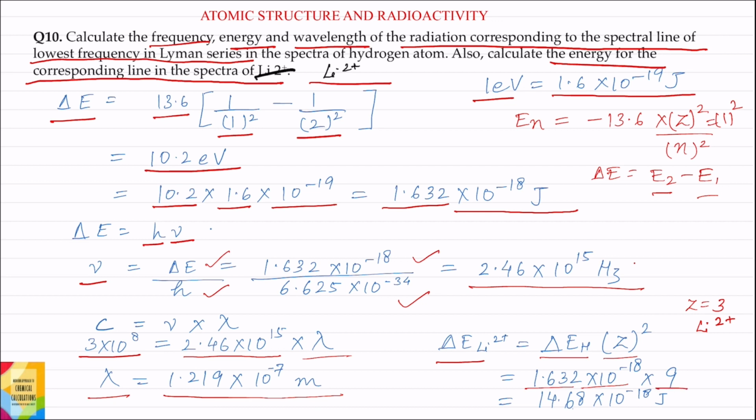So value of energy for lithium ion will be equal to 1.632 into 10 to the power minus 18 into 9, which is equal to 14.68 into 10 to the power minus 18 joules.